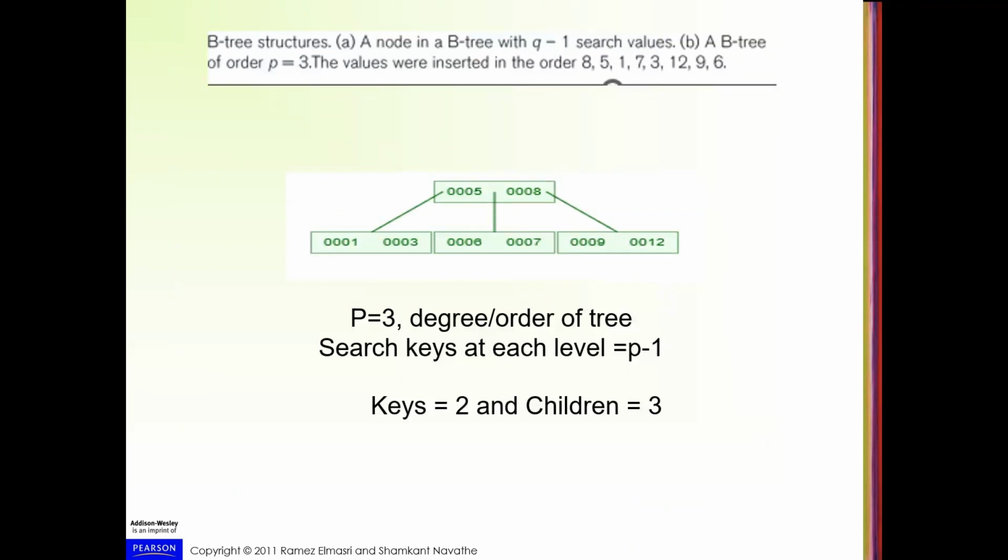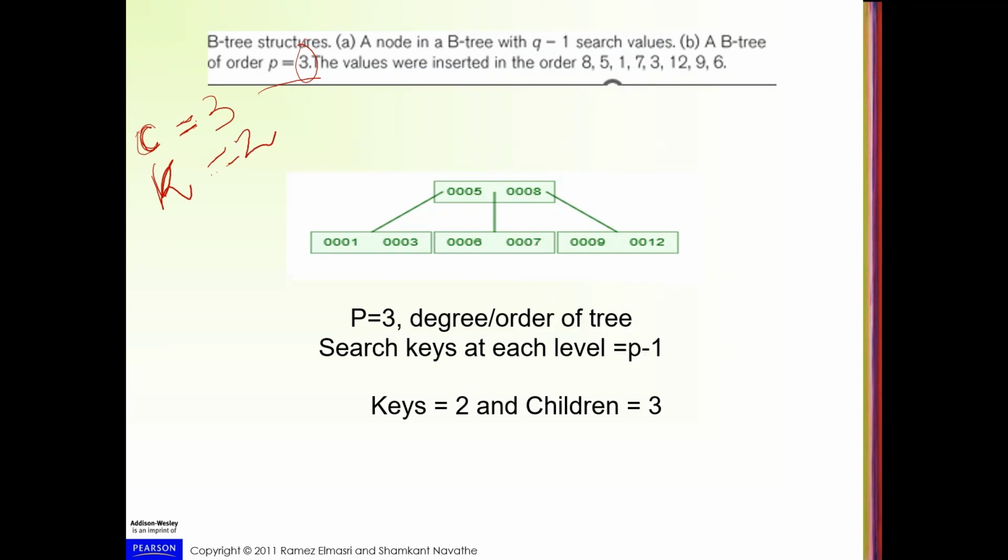Okay, now let us understand how to draw a B tree. When we have the values given to develop a B tree out of it, the first important thing we have to look at is the order of the tree. Here, the order of the tree is 3. What does it mean? It means that it is going to have a maximum of 3 children per node, and the maximum keys inside each node is going to be 2.